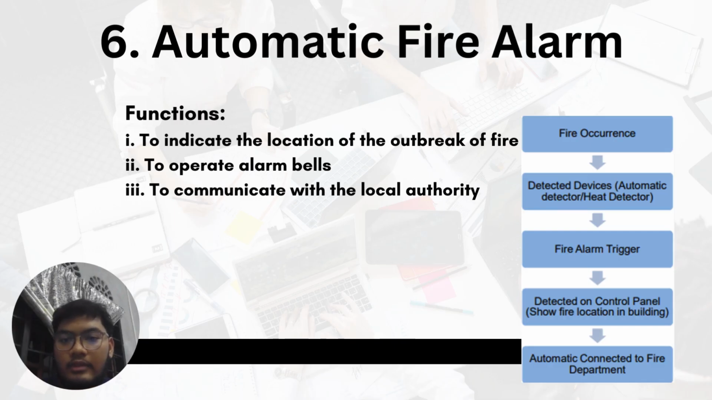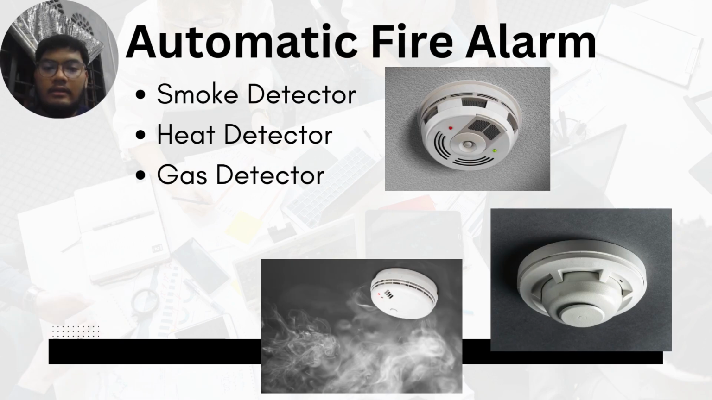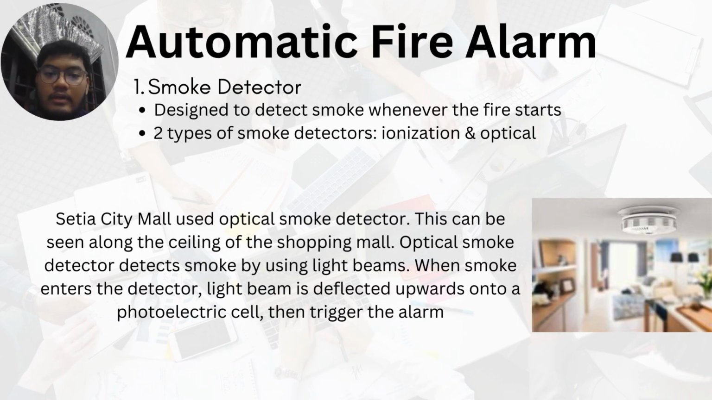The last topic will be the automatic fire alarm. Its functions are to indicate the location of the outbreak of fire, to operate alarm bells, and to communicate with the local authority. There are 3 types of fire alarm. Firstly, smoke detector. Second, heat detector. And lastly, gas detector.